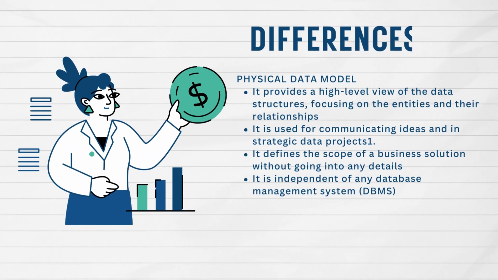Now that we have discussed the 3 stages, let's now backtrack on how they are different from each other. The conceptual data model provides a high-level view of the data structures, focusing on the entities and their relationships. It is used for communicating ideas and in strategic data projects. It defines the scope of a business solution without going into any details. It is independent of any database management system setup.